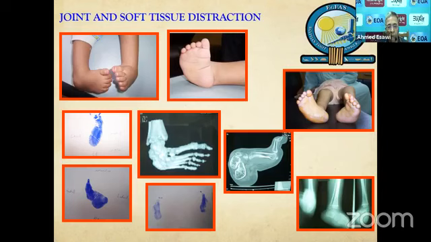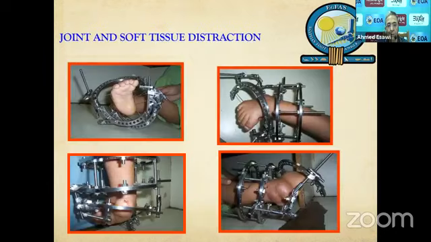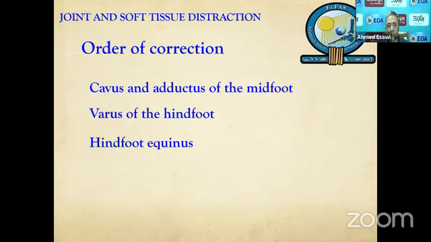So we have to use all imaging tools to know the orientation of the joints, and we apply this frame, which is a simple frame, which will be applied in the workshop for us. Order of correction: the cavus and adduction, if there is talipes equinovarus, the varus, and also varus of the hindfoot must be corrected, and the last one is the hindfoot.